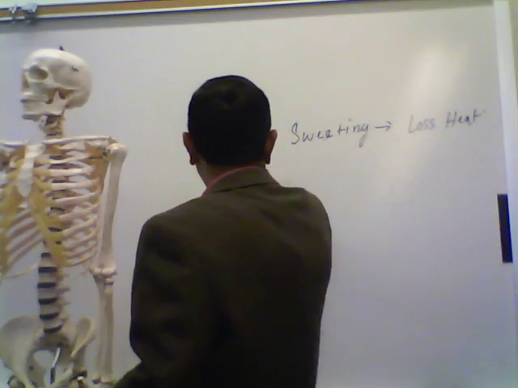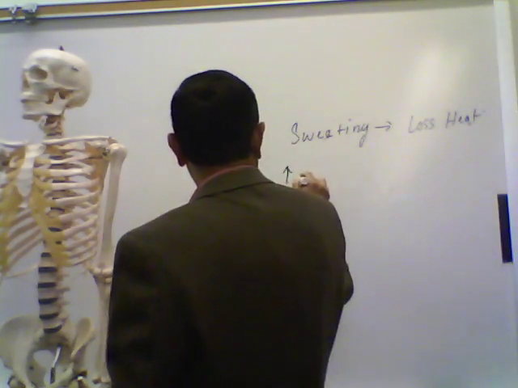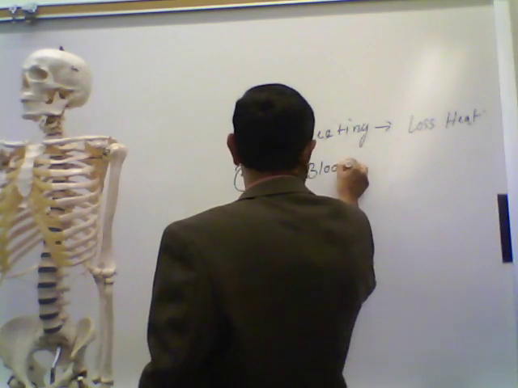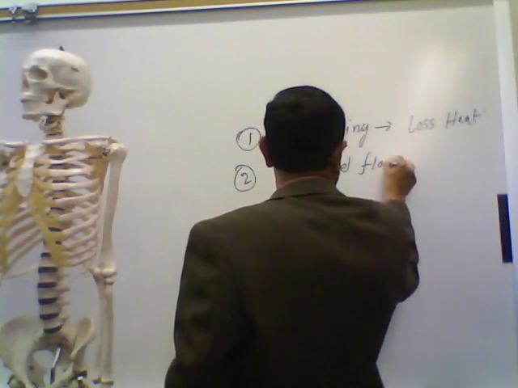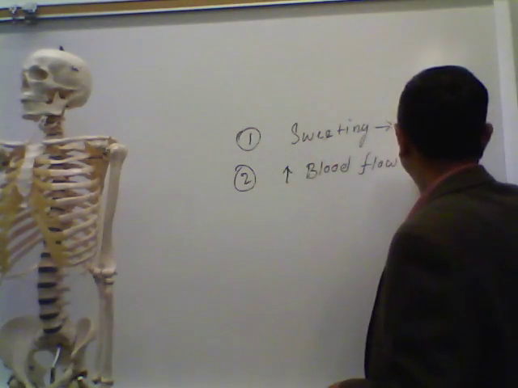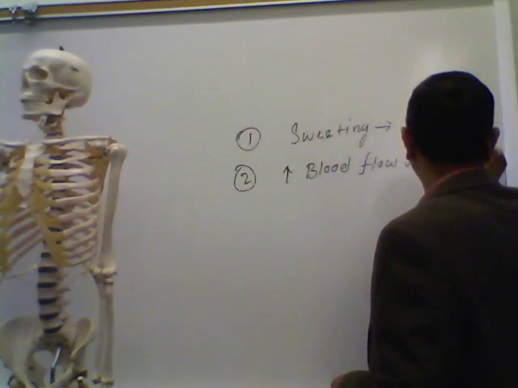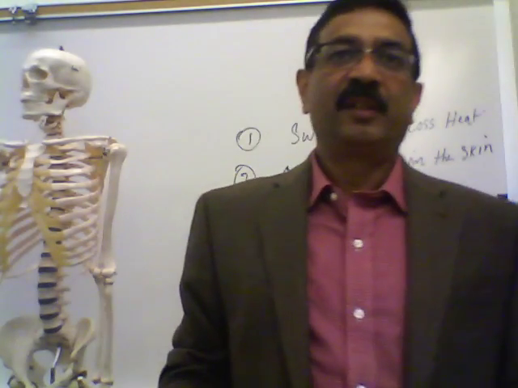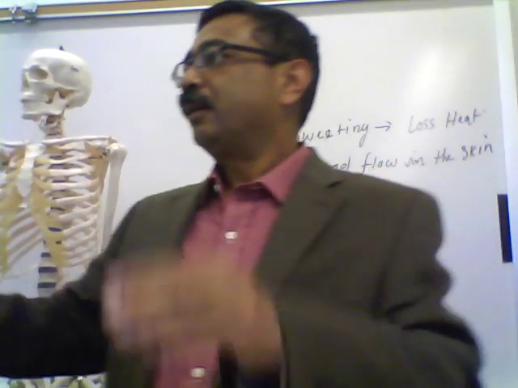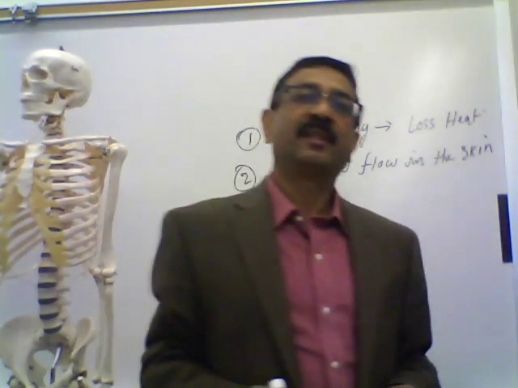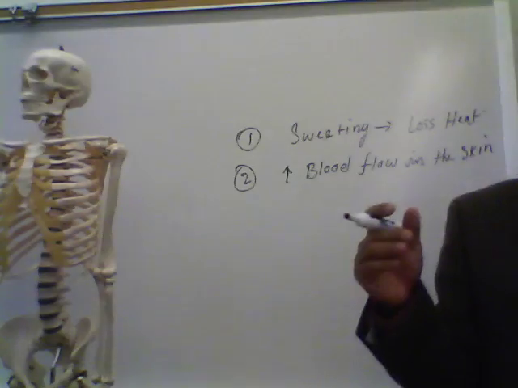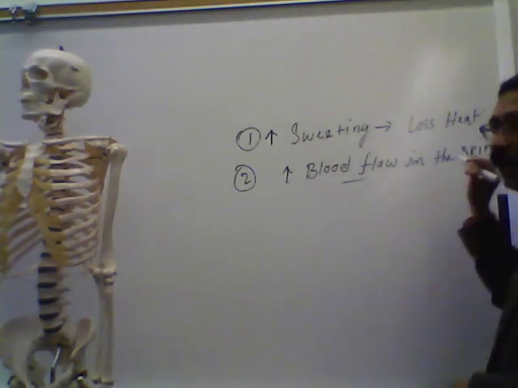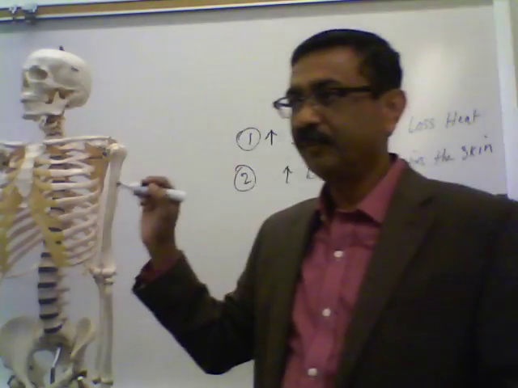Number two, by increasing blood flow in the skin. So these are two ways the body loses heat: by increasing sweating and by increasing blood flow in the skin.